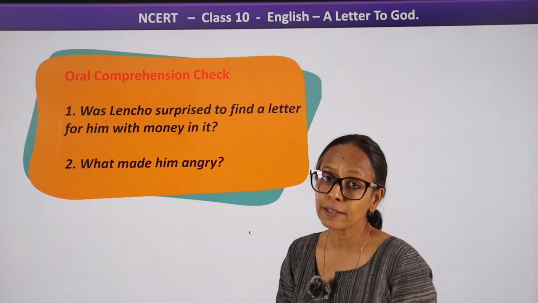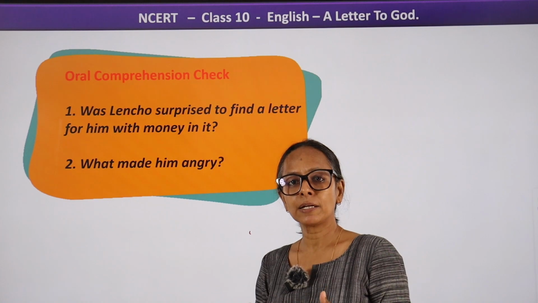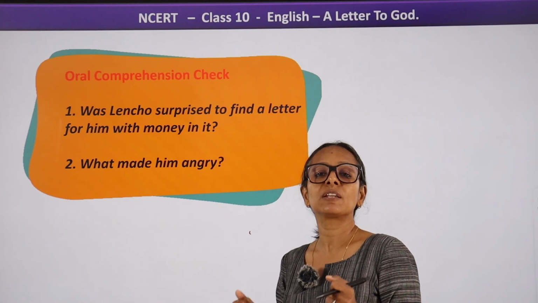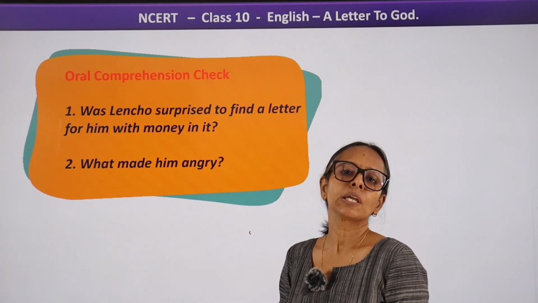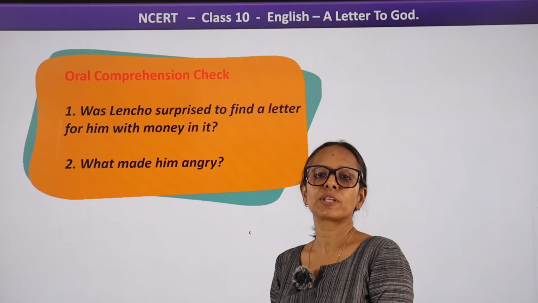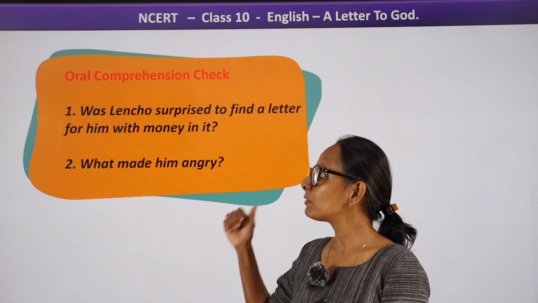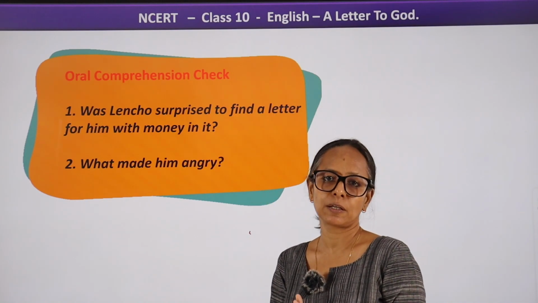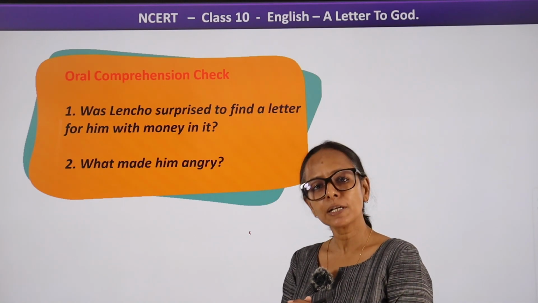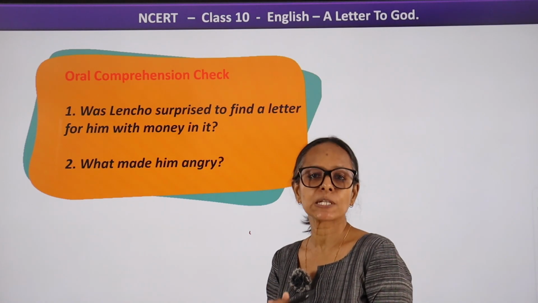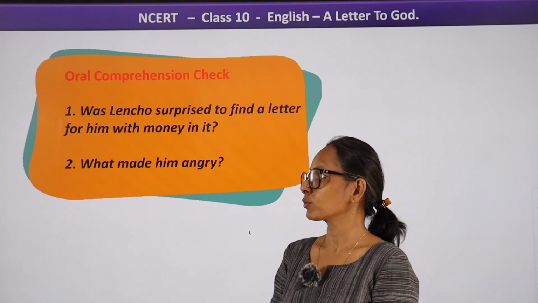What made him angry? He was angry because he did not get 100 pesos from God. He was angry that only 70 pesos were there in it. And he was angry because he thought that the people working in the post office stole his 30 pesos. And that is why when he writes to God again, he says, don't send it through mail. These guys are a bunch of crooks.